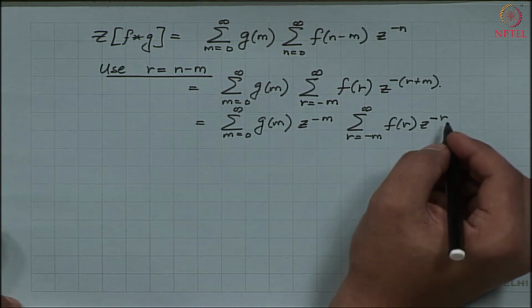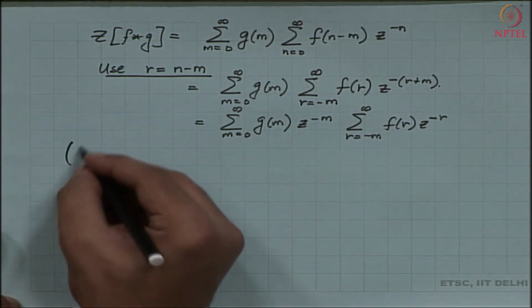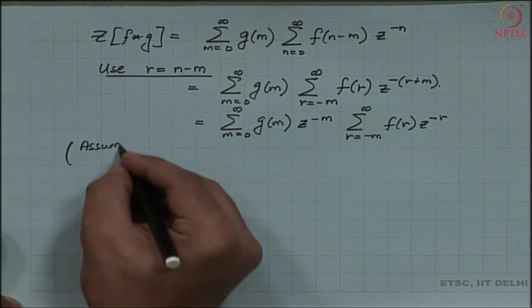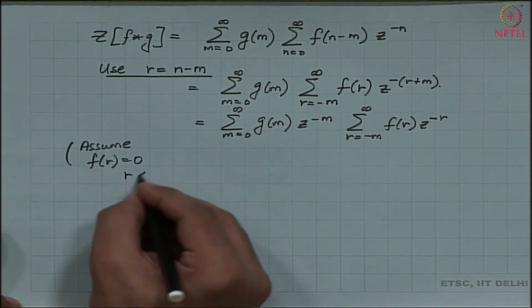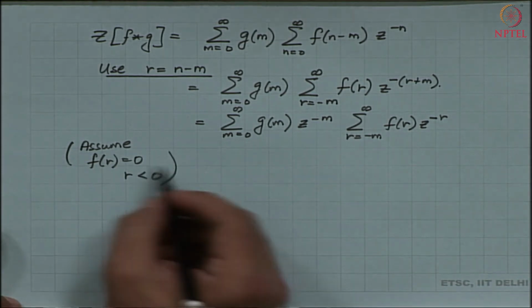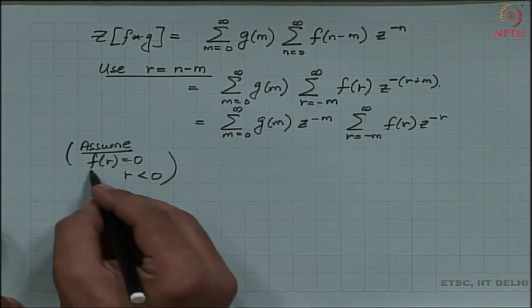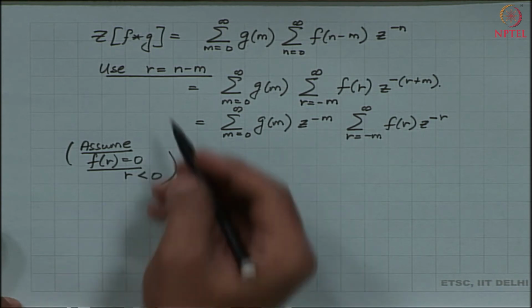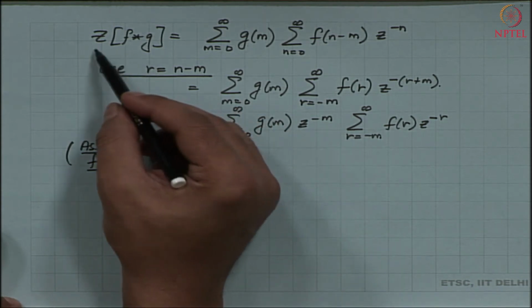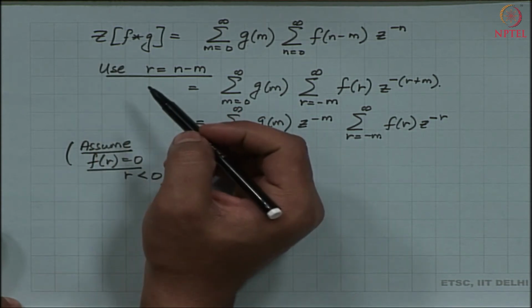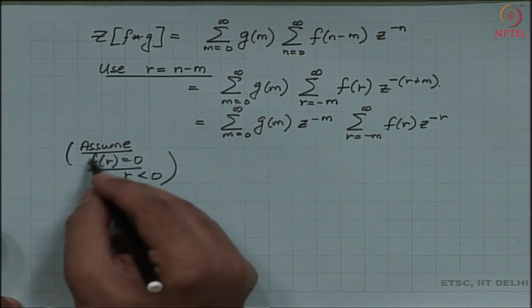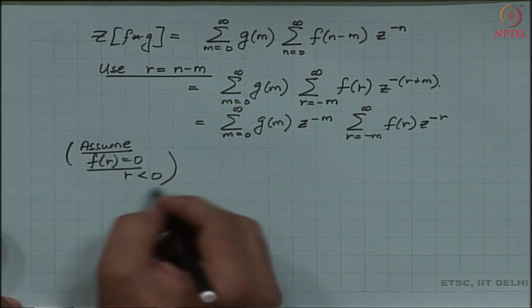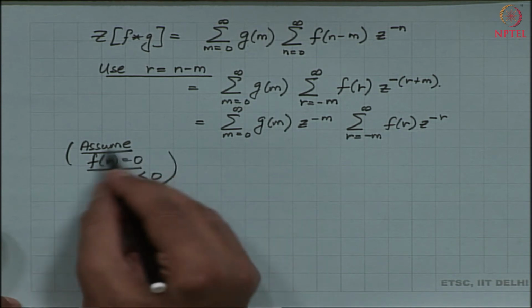Okay. So, then let me further assume that my function f of r is 0 for r negative. Why? This assumption makes sense if we are going to work only with respect to the definition of the Z transform. In the bilateral Z transform this may not work. So, this assumption is completely valid when we are evaluating the Z transform.